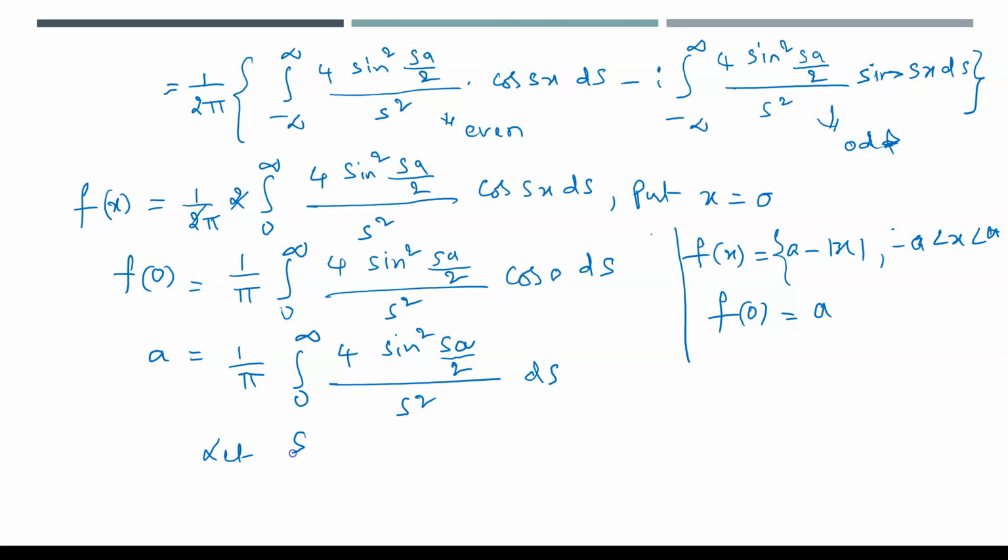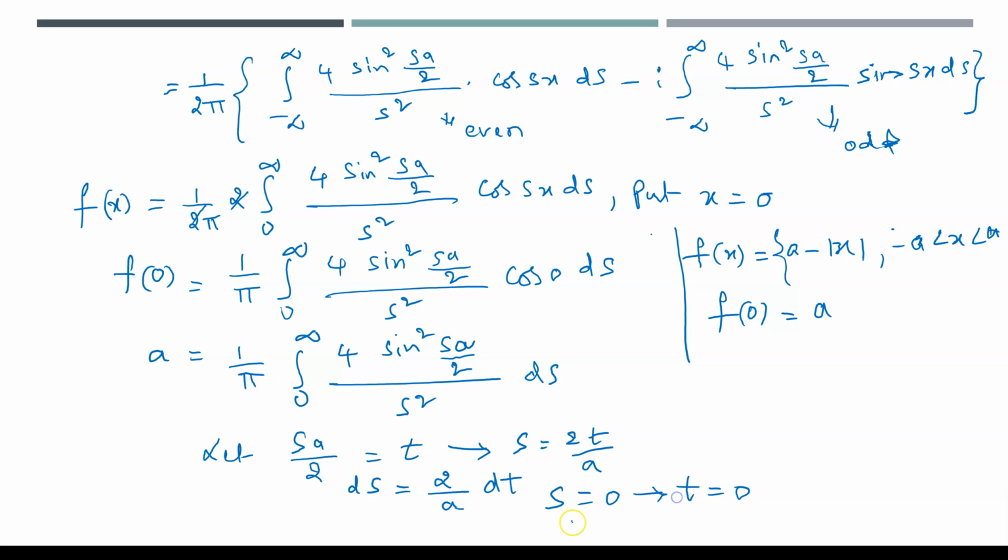Here let sa by 2 equal to t, then ds equal to 2 by a dt, because s equal to 2t by a. Then if you convert limits, when s equal to 0 implies t equal to 0, s equal to infinity implies t equal to infinity. So here a equal to 1 by pi integral 0 to infinity.